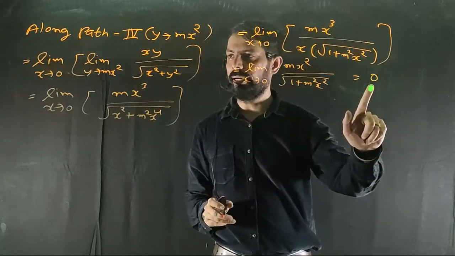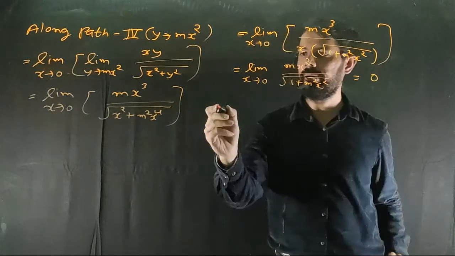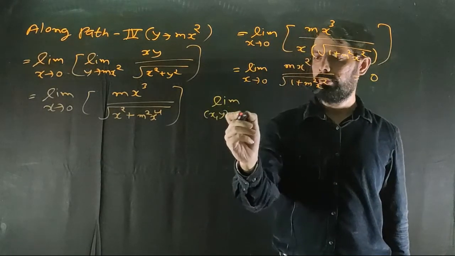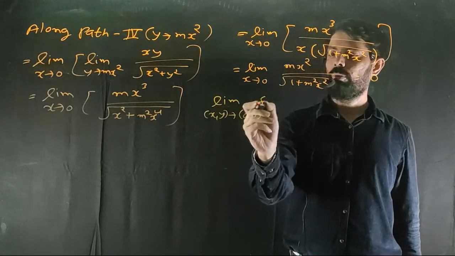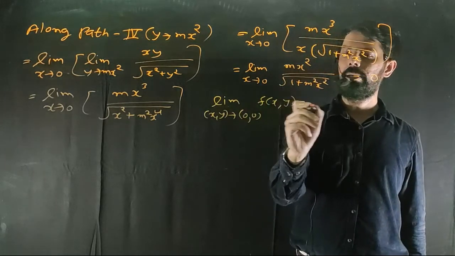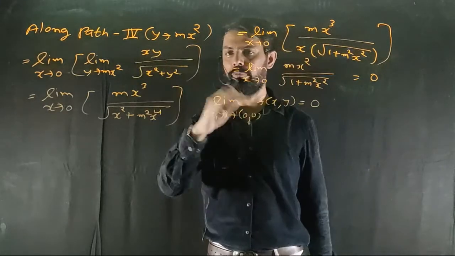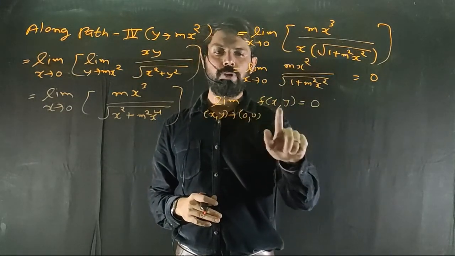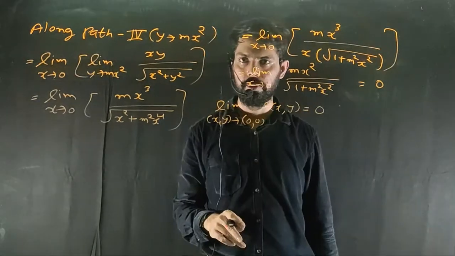Therefore, we can say that limit exists. So limit exists and value of it will be 0 because answer of all path is 0. Therefore, limit exists and answer of limit will be 0.